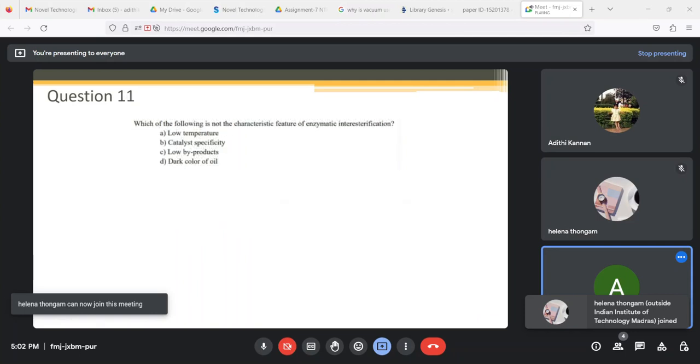Moving to question 11. Which of the following is not the characteristic feature of an enzymatic interesterification? Any clue? So you have A, low temperature, B, catalyst specificity, C, low byproducts, and D, dark color of oil.